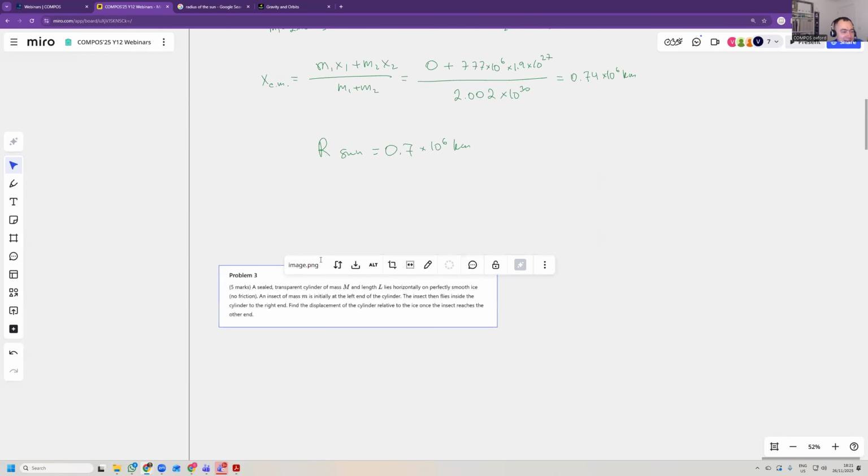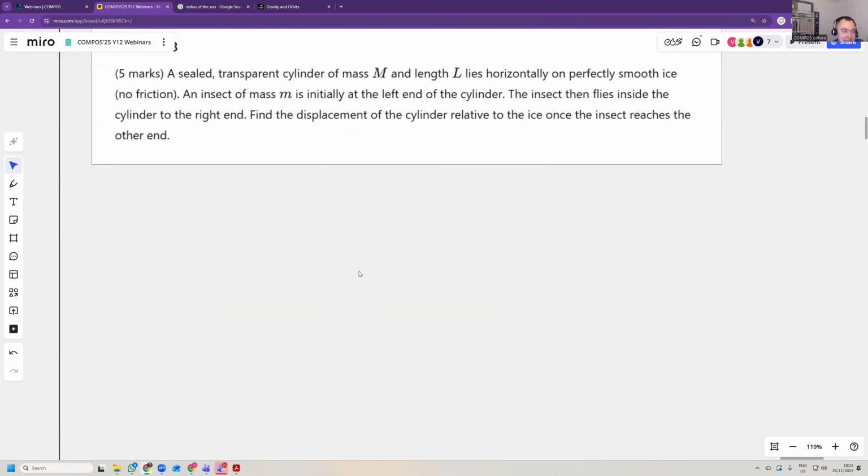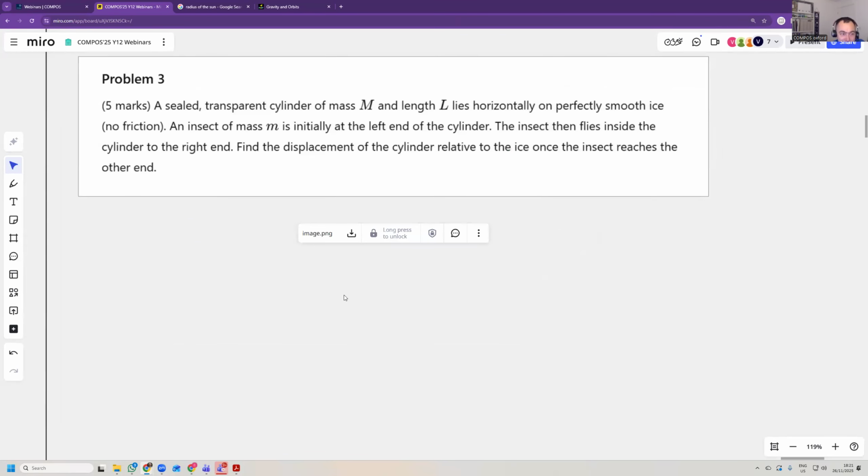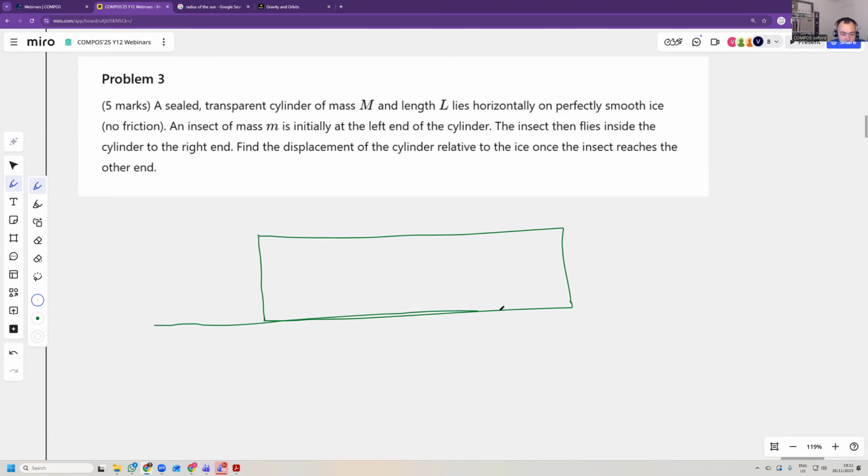Moving on. Three. Okay, this is a weird sounding question. A sealed transparent cylinder of mass m and length l lies horizontally on perfectly smooth ice with no friction. So we have a container which is sealed, so closed at all ends, and it is on a frictionless surface.